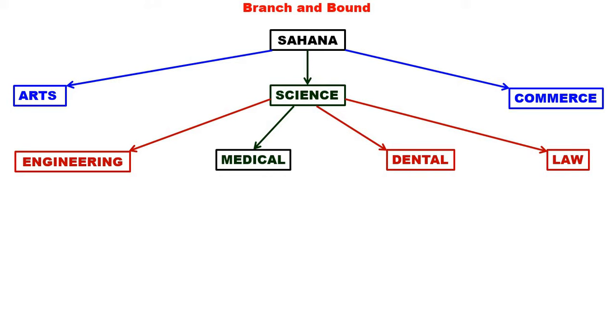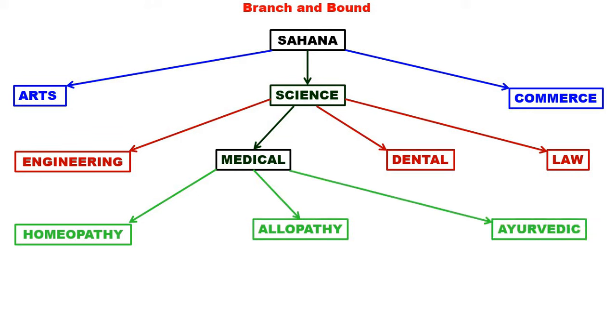Now she will study medical. She has decided to study medical. So now again there are three branches here: homeopathy, allopathy, Ayurvedic. In medical also there are three different types. Now she has to bound to one of them. She will bound to allopathy. Very good. Now she will finish allopathy MBBS after 4 to 5 years of medical.